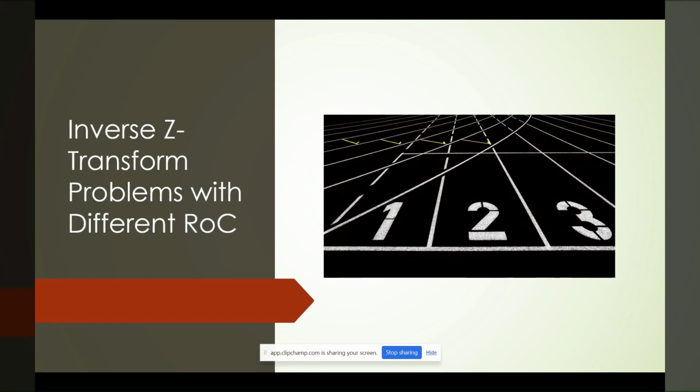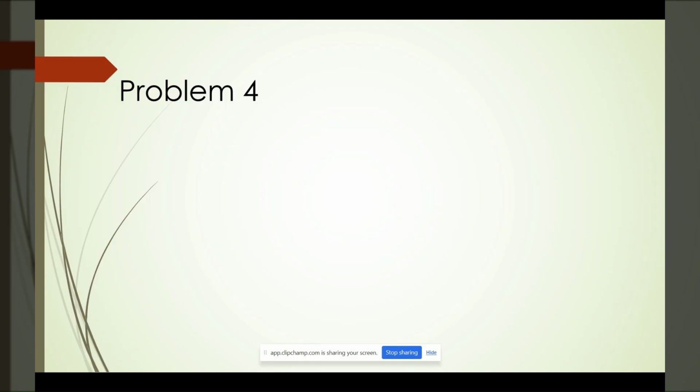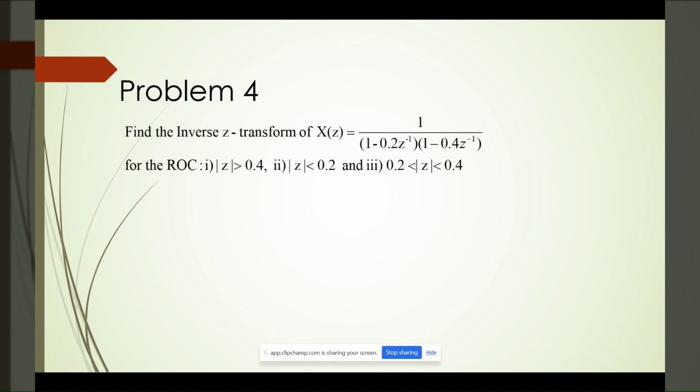In this video lecture, we continue with inverse Z transform problems with different types of ROC given. In the previous video lecture, we saw up to problem number 3 without including the ROC. In this problem, we will see the inverse Z transform, particularly the partial fraction method, and how to write the final discrete sequence expression for different region of convergence conditions.